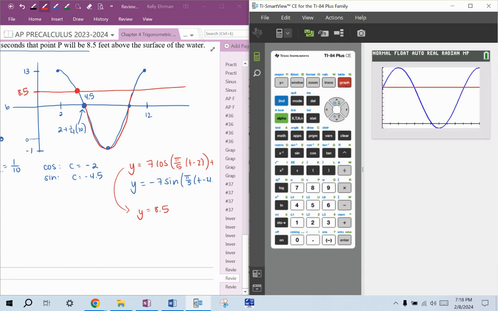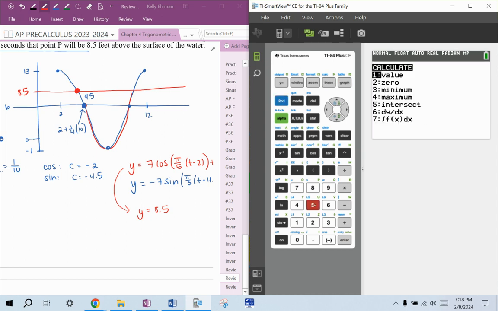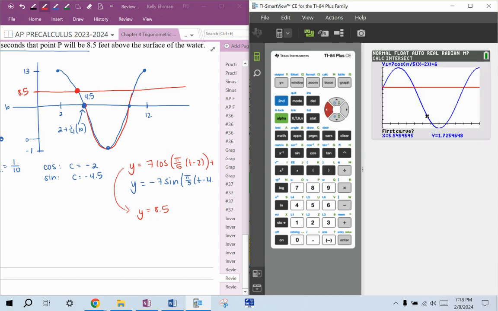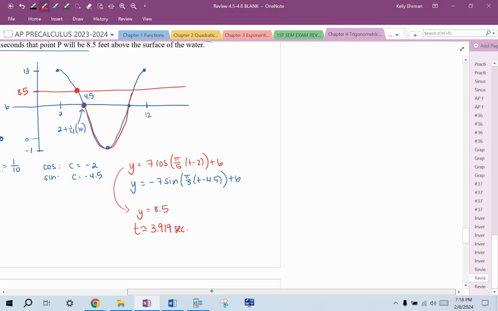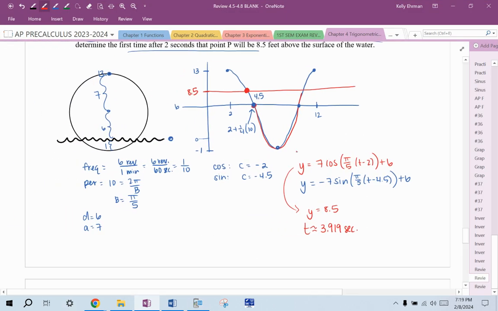Press graph. And remember, we're not looking for this point. We want the first point after 2 seconds. So match your graph. You want this point right here. So second, calc, intersect. Make sure the cursor is closest to that intersection point. So enter, enter, enter. 3.919. So this is when t is about equal to 3.919 seconds, which is a good sign because we were looking for the first time after 2 seconds. So I know I found something right because I was at least after 2 seconds.